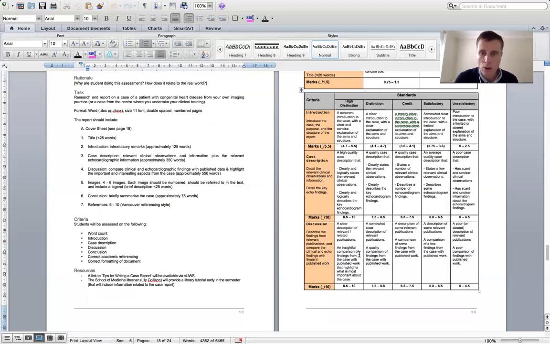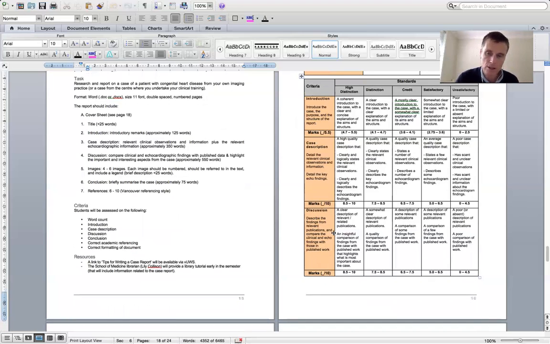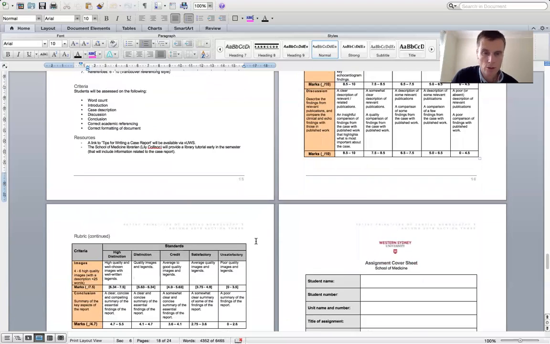And then the most heavily, or certainly equally heavily weighted part is the discussion. That's the chance really to describe, with reference to published articles, the particular pathology you're highlighting in your case report. So you need to do a little bit of research about that particular kind of heart disease, and make a good discussion about how your case compares to other published reports.